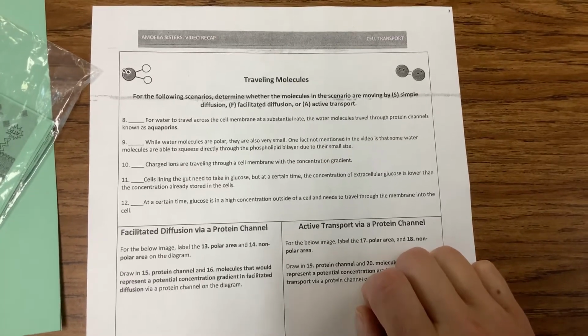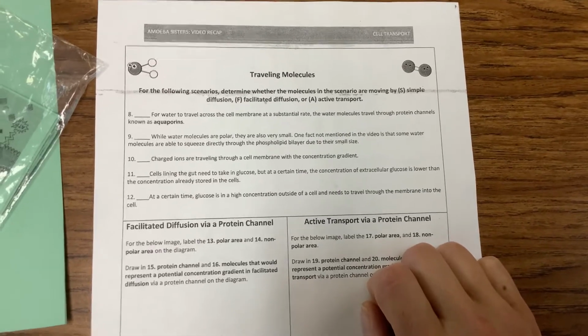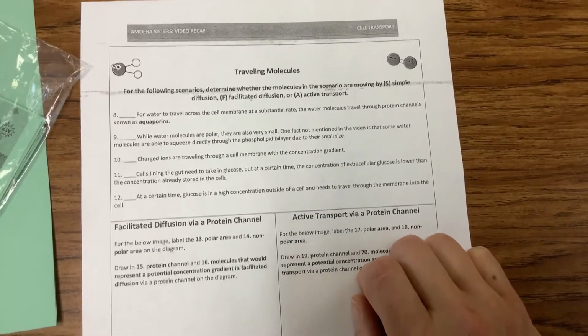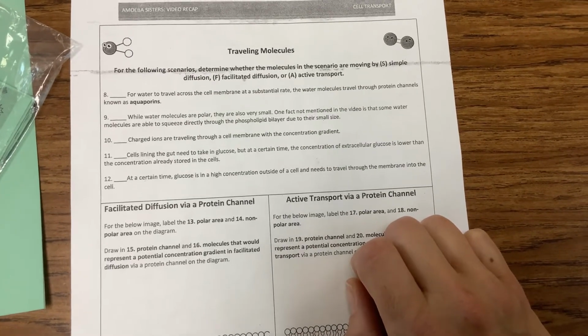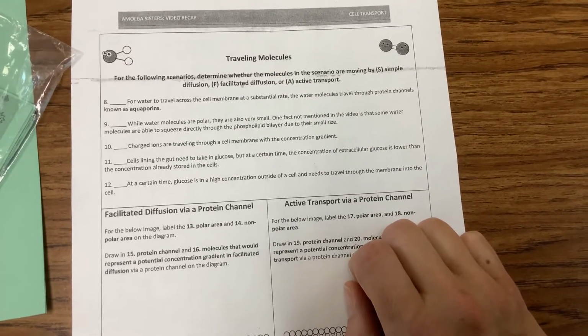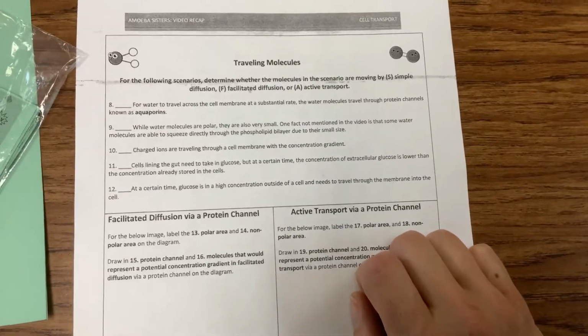Small, no energy, what's that? Simple. 10. Charged ions are traveling through the cell membrane with the gradient. They don't really tell you what charged molecules, but they say with the gradient. So what'd y'all pick? Yes. I agree. Okay, 11.